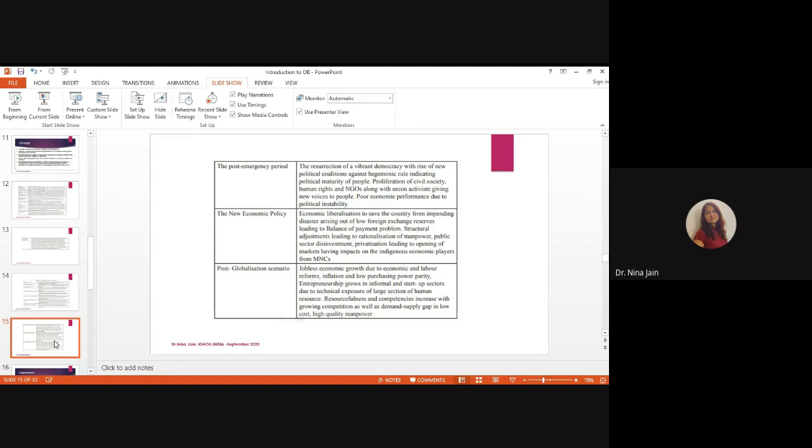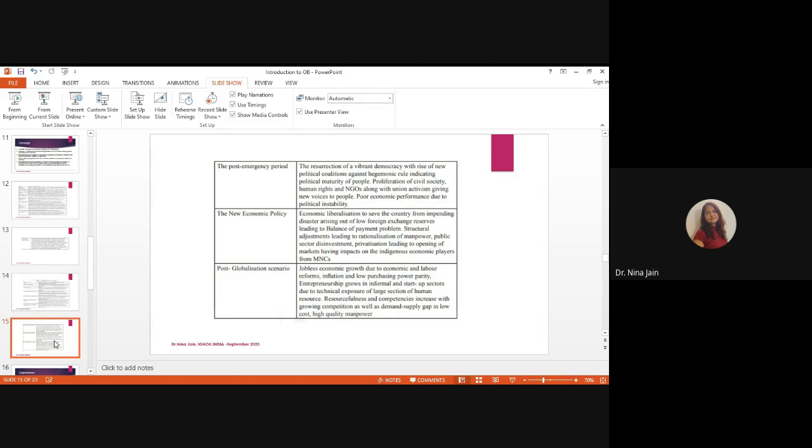But the new economic policy has changed everything. The economic liberalization came in 1991 and saved the country from various disasters arising out of low foreign exchange reserves, leading to balance of payment problems, etc. After the new economic policy, there was a structural adjustment leading to rationalization of manpower, public sector disinvestments, and privatization.